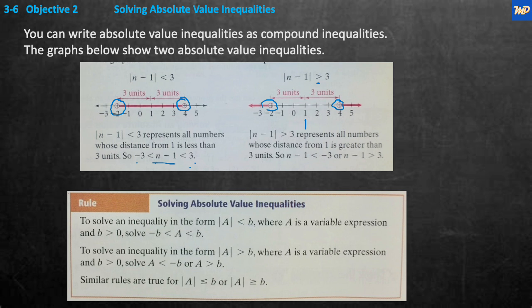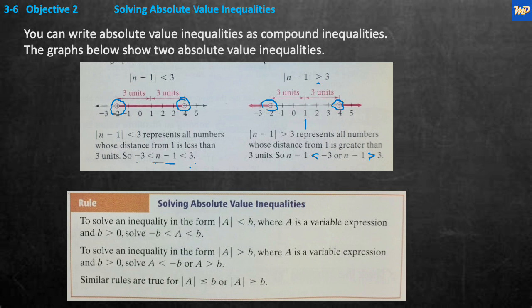So n minus 1 is less than minus 3, or n minus 1 is greater than 3. Okay, so we see the sign changed right here. That's kind of something to recognize: when we had the greater than up here and we put the negative term in and the positive term, the negative term flips and goes the other direction. So let's look at the rule on this.